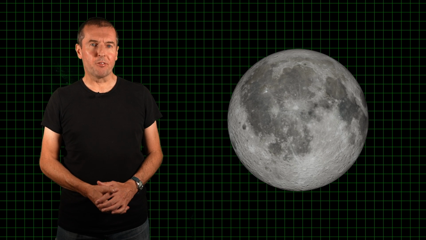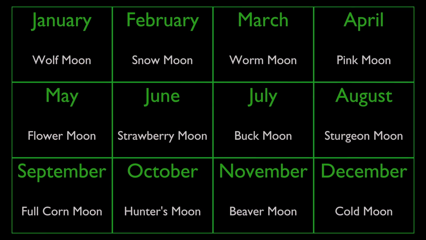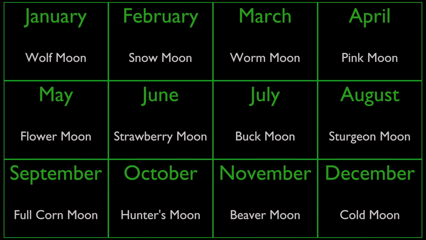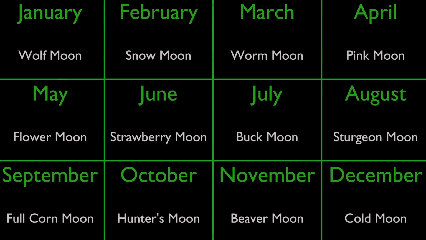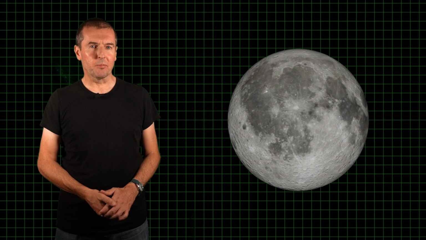We also have names for a full moon depending on which month it is. So, a full moon in January is a wolf moon, in February it's a snow moon, and so on.